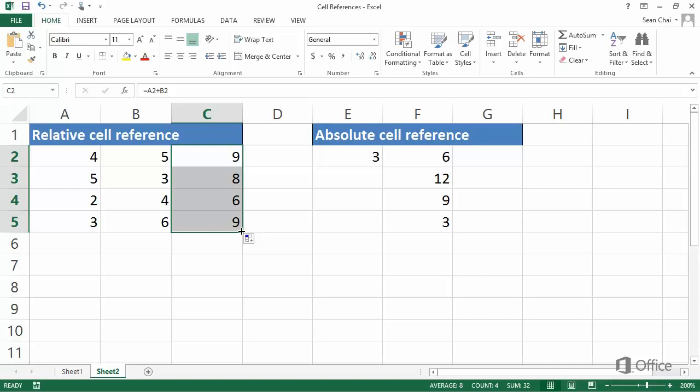But the formula wasn't just copied. If it was just copied, all of the cells with the formula would have remained A2 plus B2. And by looking at the results in each cell, that obviously hasn't happened.